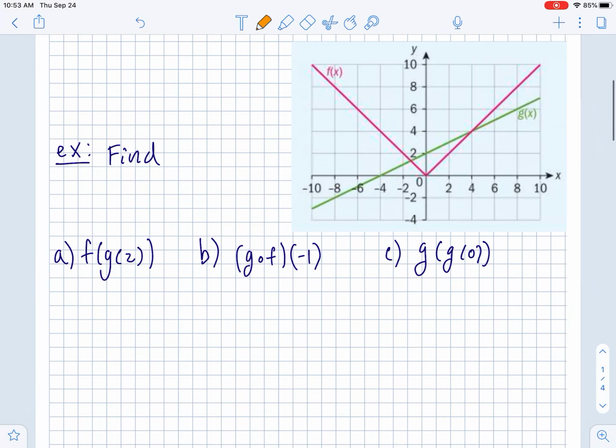The next example is if we have this graph. I see that the pink line here is f of x and the green line is g of x. So our first task is find f of g of 2. That means I need to figure out what output is going to be associated with an input of 2 on the g function. So if you go to the g function and then trace where x is equal to 2, so I'm going to do some dots up.